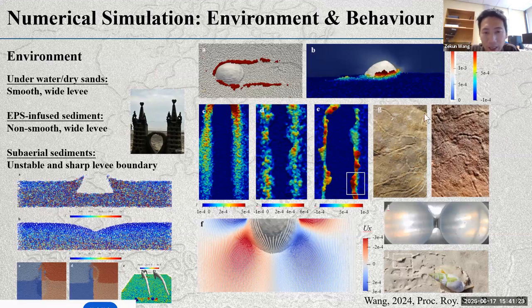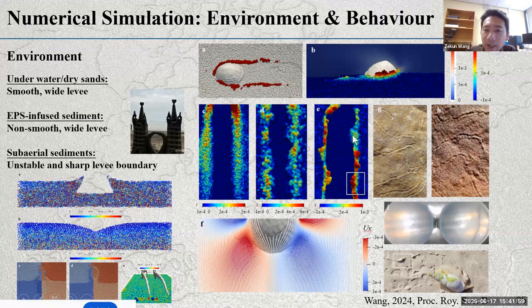different environments. For example, these are the three traces formed in different environments by a limpet. This is a trace formed underwater on non-cohesive sediments. So you can see a very wide levee, a relatively low relief, and a very smooth levee. But if it's formed on EPS-infused non-cohesive sediments, these sediments become a little bit cohesive due to the existence of EPS, and the relief is still low, but you can see there are some unstable shapes, unstable geometries in the levees.